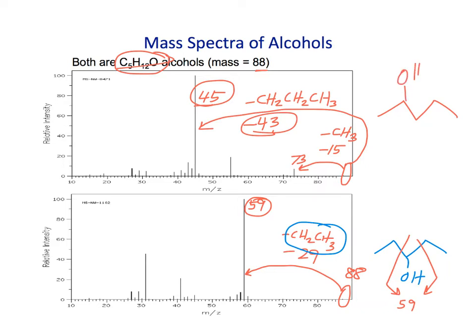If we put the alcohol here, then if it cleaves at this point, we lose a methyl group and we get this ion at 73. If it cleaves here and goes this way, we lose the propyl group and we get the ion at 45.